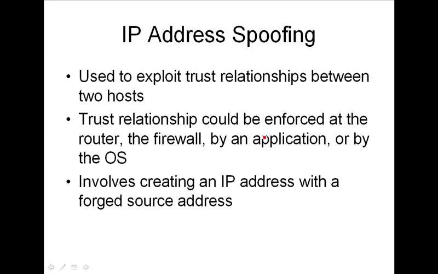This trust relationship could be enforced at the router, the firewall, by an application, or by the operating system itself. Now, the attack involves creating an IP packet with a forged source address. And again, we'll look at this in a moment.